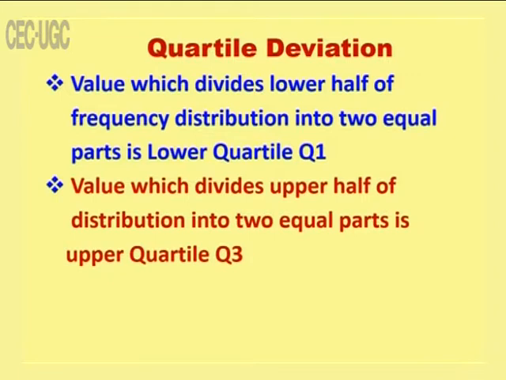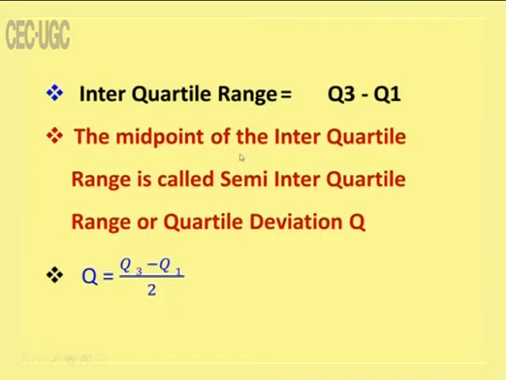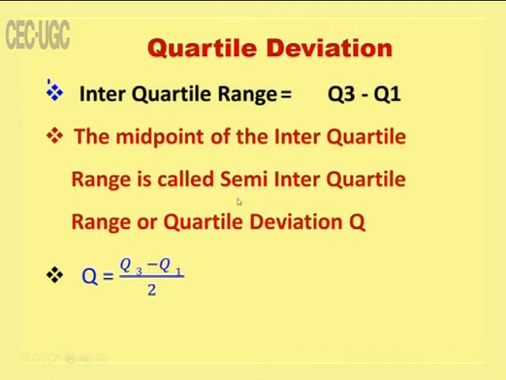And therefore, now that we are clear about the first quartile and the third quartile, Q1 and Q3, the difference between Q3 and Q1 is called the interquartile range. That means, if this is Q1 and this is Q3, the difference between Q3 and Q1 is the interquartile range, and half of that interquartile range is called the quartile deviation. So, the interquartile range is Q3 minus Q1, and half of the interquartile range is called the semi-interquartile range or the quartile deviation. So, by formula, Q is defined as (Q3 minus Q1) divided by 2.